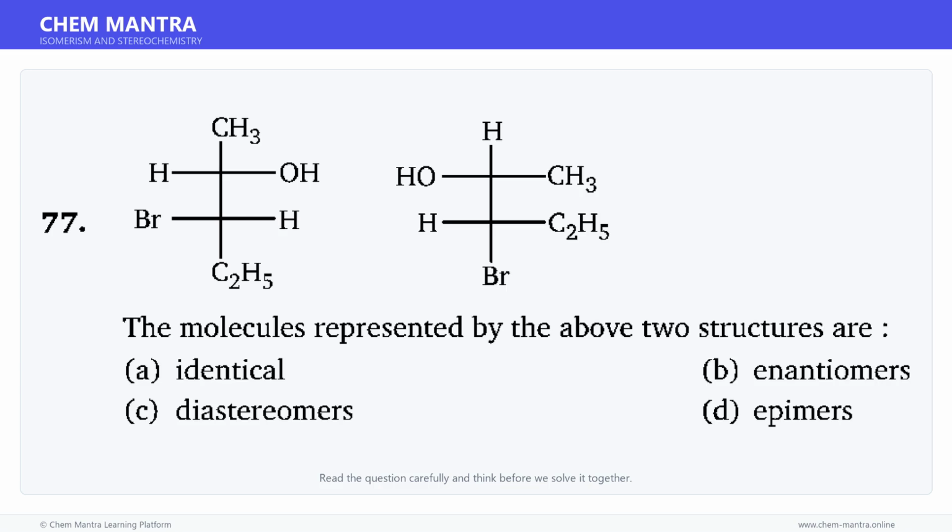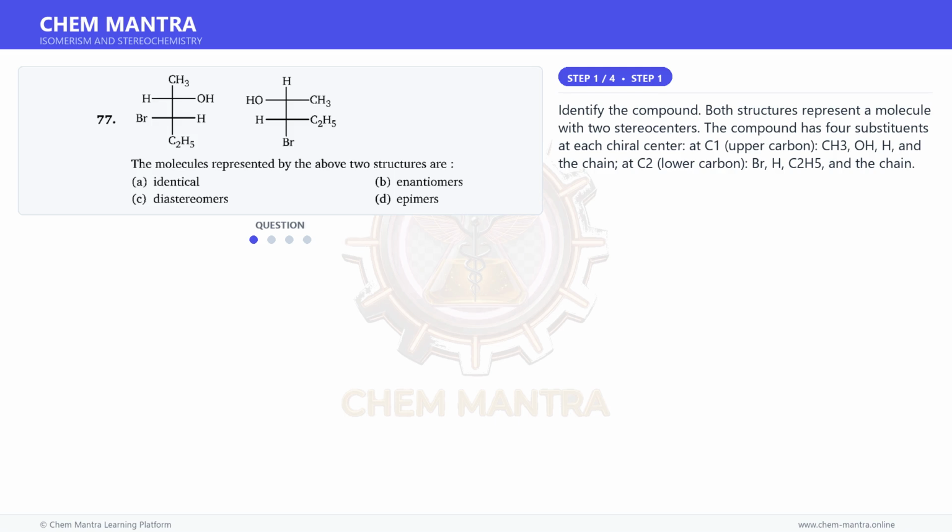Here is a question. Read it carefully and think about the answer. Let us solve it step by step. Let us begin solving this step by step. Identify the compound. Both structures represent a molecule with 2 stereocenters.